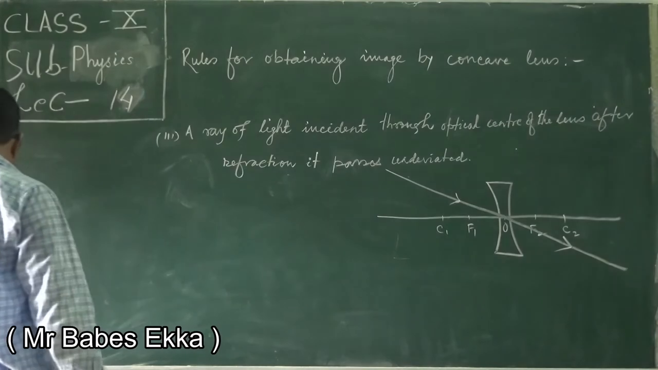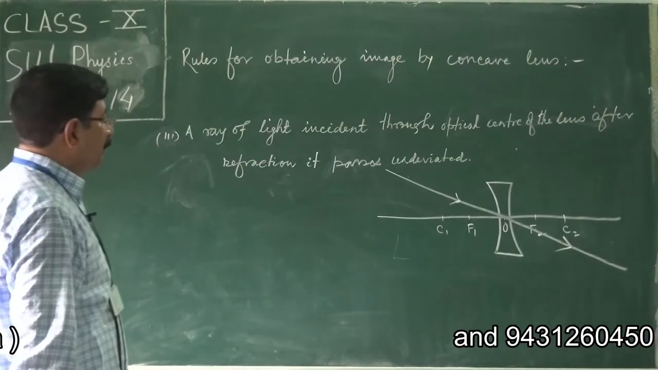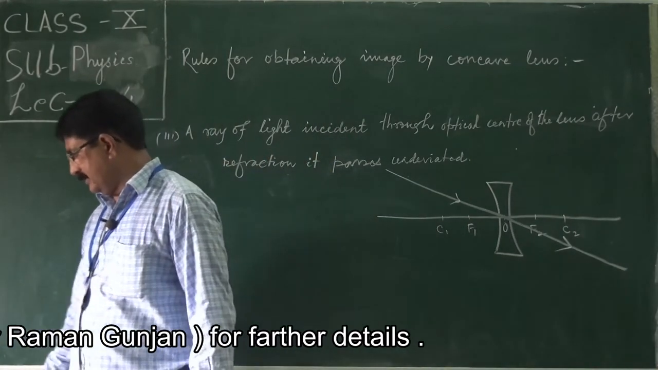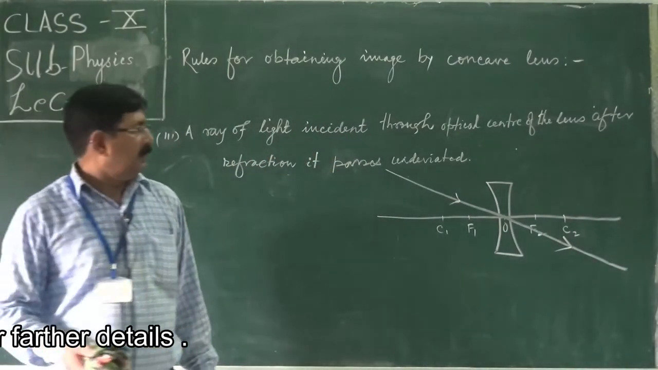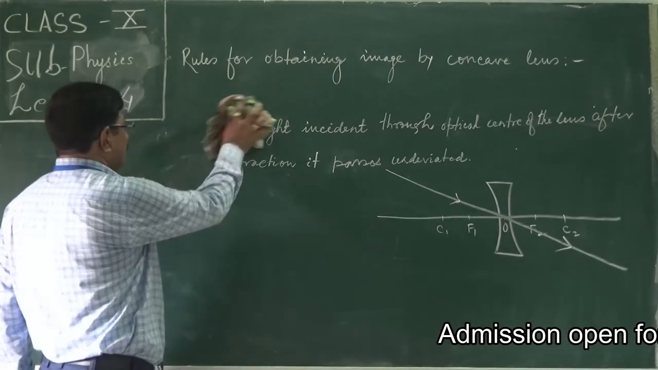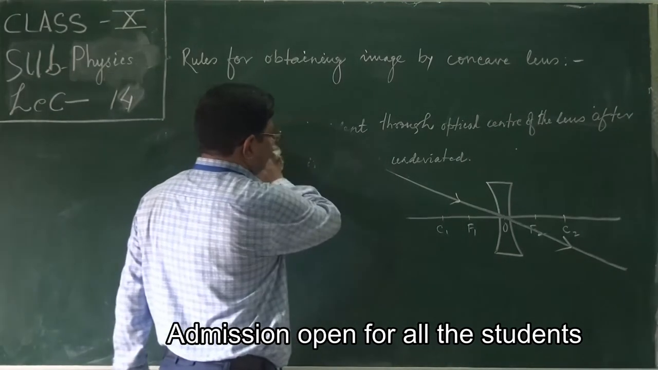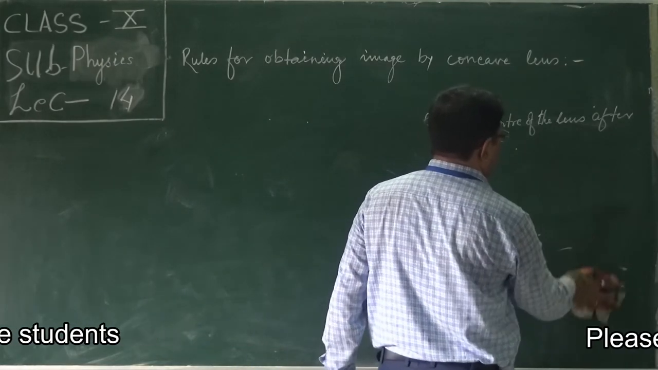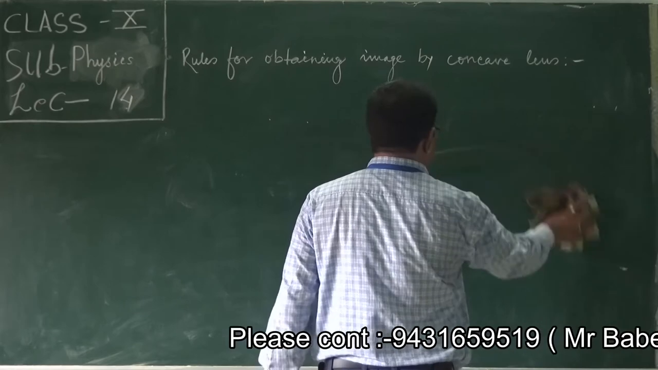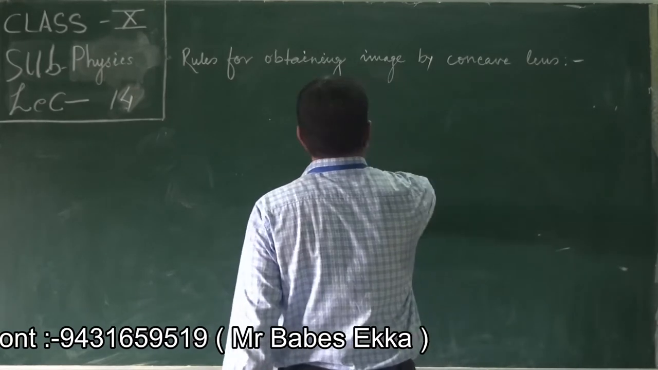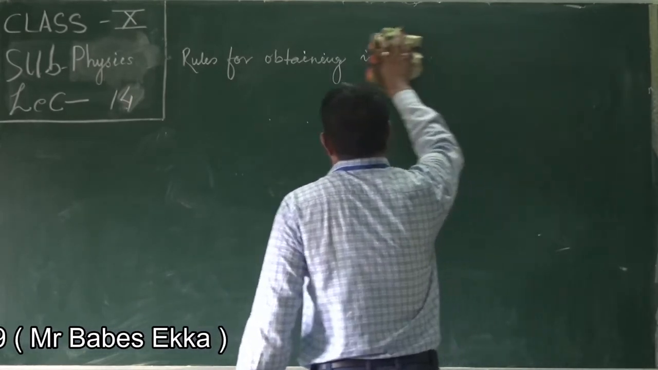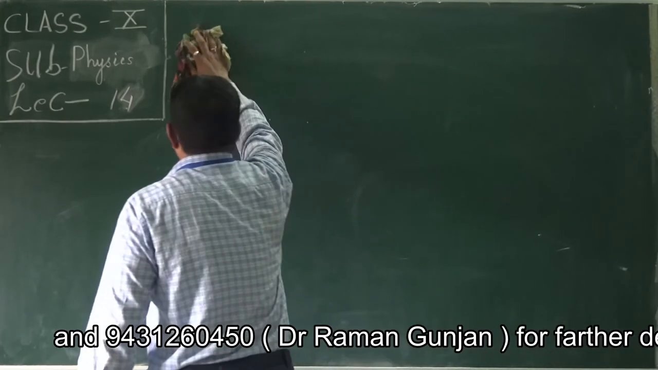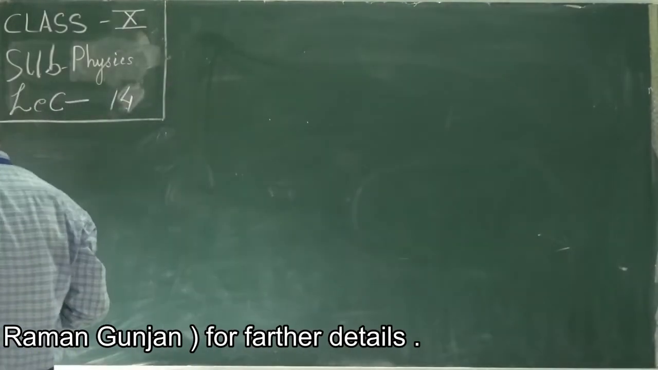These are the three rules for obtaining images by concave lens. Let us see how we can obtain the image by applying these three rules. Out of three rules, we can use only two, so that the ray diagram should be neat and clean, clearly observed by anyone.